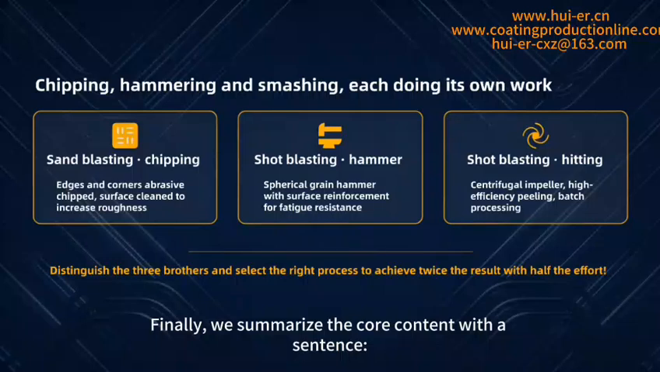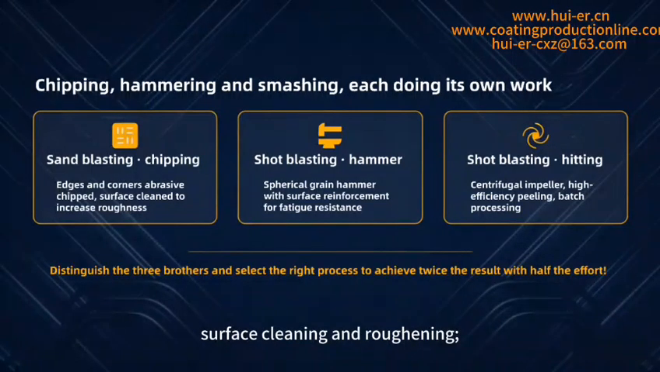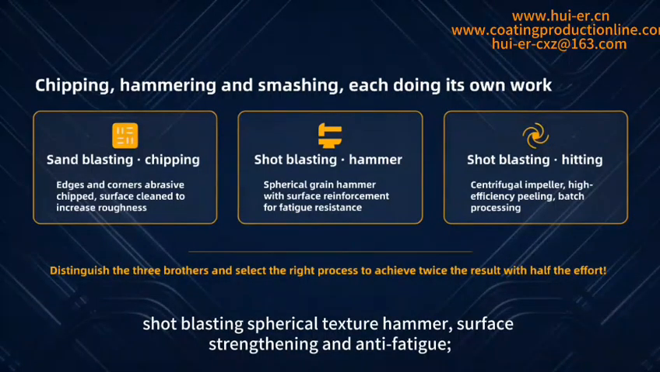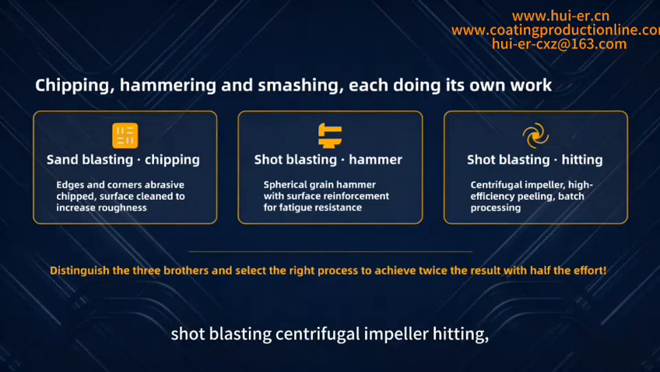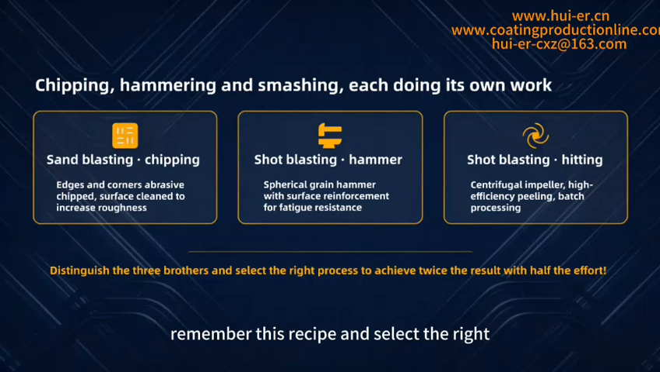Finally, we summarize the core content with a sentence. Sandblasting: edges and corners, abrasive cutting, surface cleaning and roughening. Shot peening: spherical, texture hammering, surface strengthening and anti-fatigue. Shot blasting: centrifugal impeller throwing, effective surface cleaning. We hope that you remember this formula and select the right process to achieve twice the result with half the effort. Thank you.